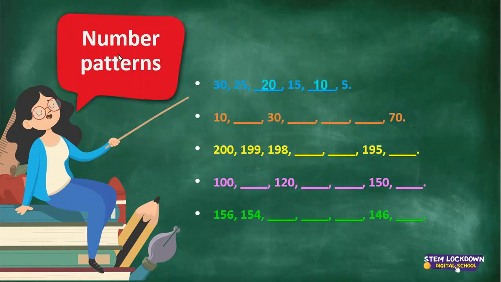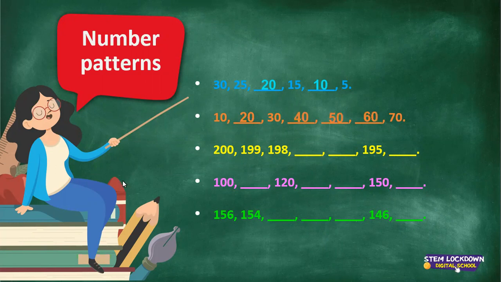Our next pattern, we have 10 here and a 30, and 70. What are we doing here? We are counting in tens. Yes, let's do 10, then comes 20, 30, 40, 50, 60, and 70.